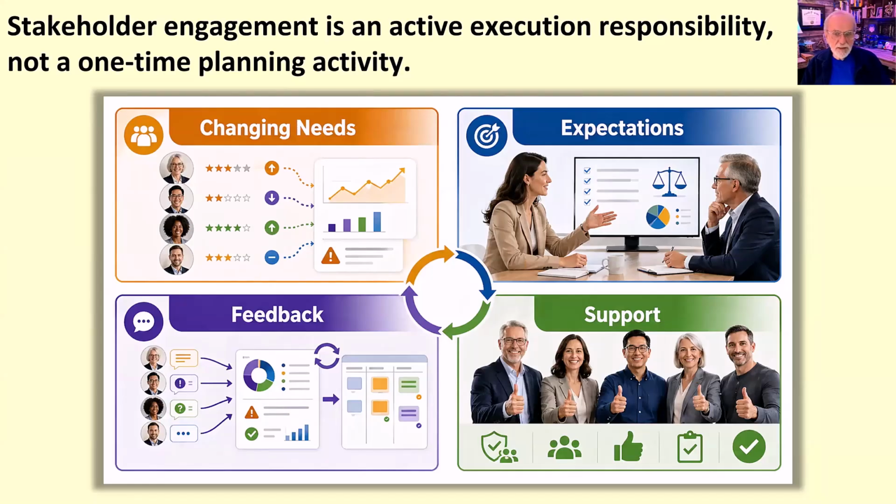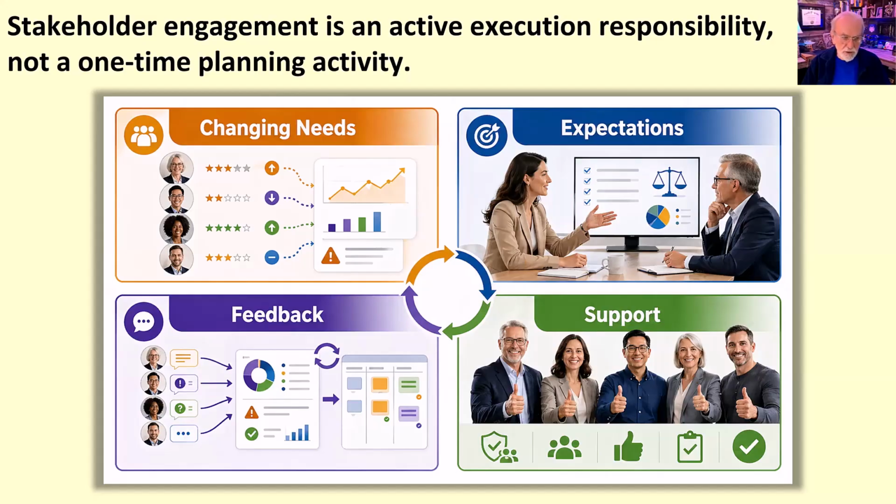Stakeholder engagement is an active execution responsibility. It's not a one-time planning activity. Stakeholder engagement doesn't stop once the stakeholders are identified or once an engagement plan is created. Those planning documents are important, but they're only the starting point. During project work, stakeholder needs and expectations can shift. A stakeholder who seemed supportive during planning may become concerned once implementation begins. A user group may realize that a deliverable affects their workflow more than expected. A sponsor may need clearer information before making a decision. These are normal execution realities.